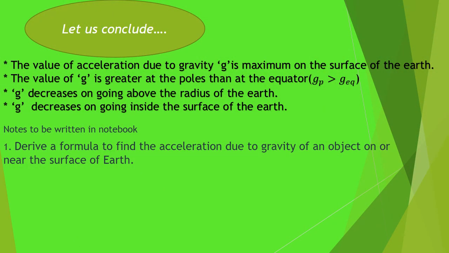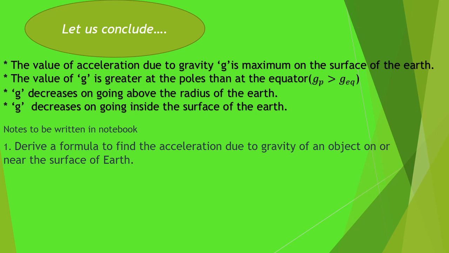Let us conclude from the previous two slides that the value of acceleration due to gravity is maximum on the surface of the earth, 9.8 meter per second square. The value of g is greater at the poles than at the equator. g decreases on going away from the surface of the earth. And also the value of g decreases on going inside the earth, at a depth in the earth. The value of g is 0 at the center of the earth.